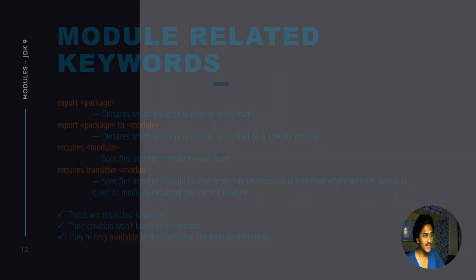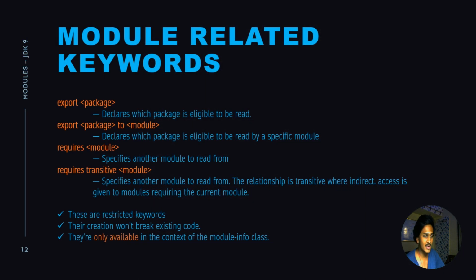Here are some module related keywords that you should keep in mind because, well, JDK 9 worked upon it. And here is something really important that you will need to make your project modular. Starting with the first one, exports package. Pretty simple. It declares which package is eligible to be read by other modules. For example, I have a module A and I have two other modules B and C.